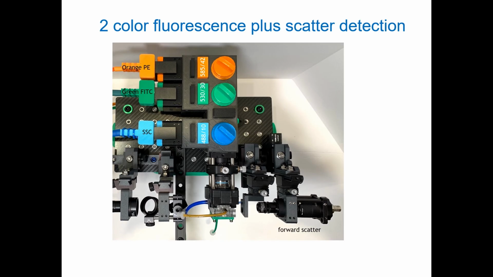Here's an actual version of the previous slide. We are looking at it from above. Here's the laser, focused on the flow cell. The forward scatter filter and detector are on the right. At 90 degrees, the light passes through the collection lens, then is separated by the 510 long pass towards the side scatter detector with its 488/10 bandpass.